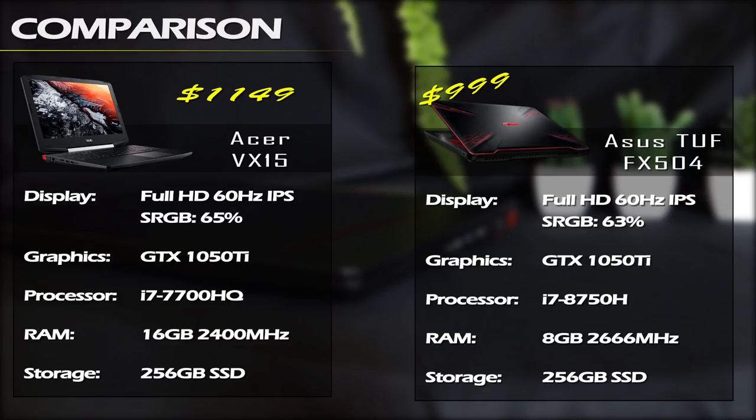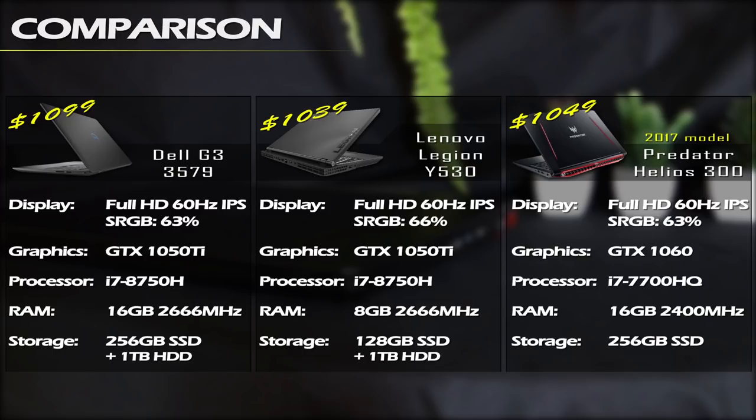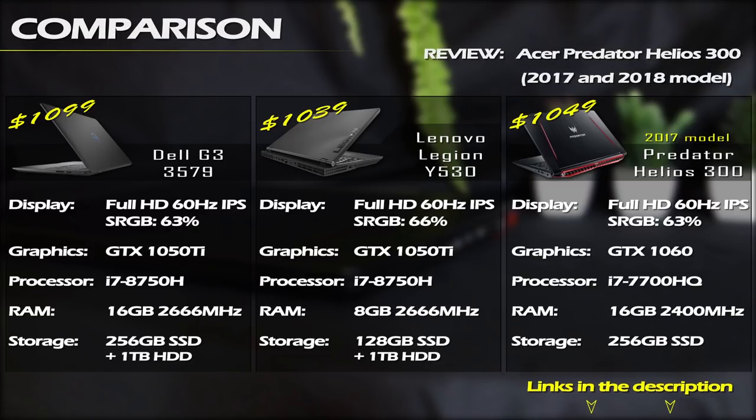Around the $1000 price point, you can also buy Dell G3, Lenovo Legion Y530 and the 2017 model of Acer Predator Helios 300. All of these laptops come with i7-8750H processor and GTX 1050 Ti, except for Predator that has a weaker CPU but better graphics card, that is GTX 1060. Of course, it's up to you whether you choose a better graphics card over the processor or vice versa, but here you have 4 laptops that perform better than VX15 and cost less.